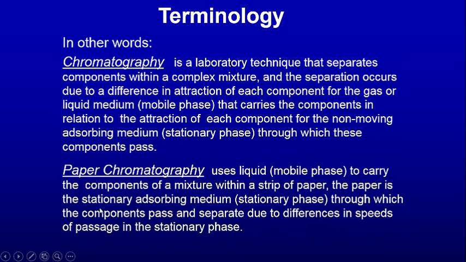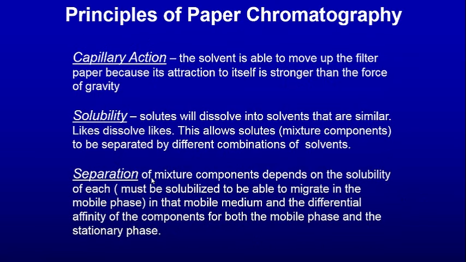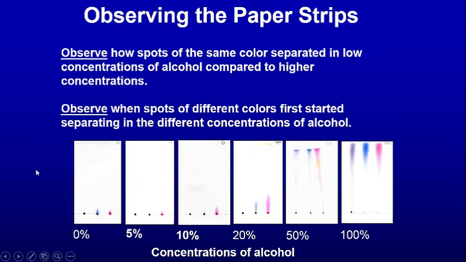So chromatography is a technique to allow you to separate things. Paper chromatography is one way. Some of the principles are capillary action: as you stick the paper down there, it has got to absorb the liquid if it's going to migrate up. Solubility: you have to dissolve the membranes for the proteins to be able to migrate. And then a separation of the mixture, they must be in a solution that's solubilized. If you have something that is alcohol soluble, then it's likely if you use water, it won't dissolve it. And that's what we see in this experiment.